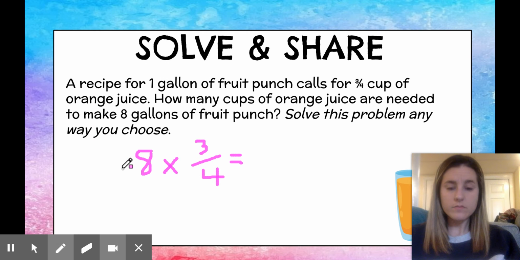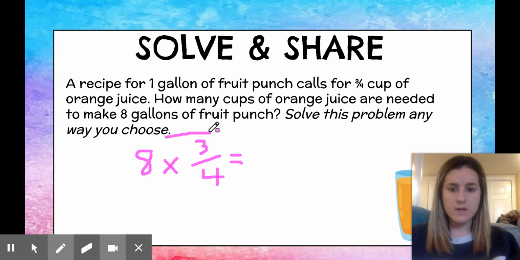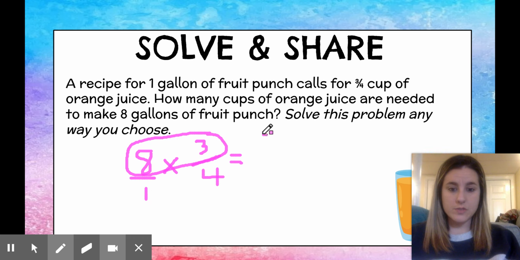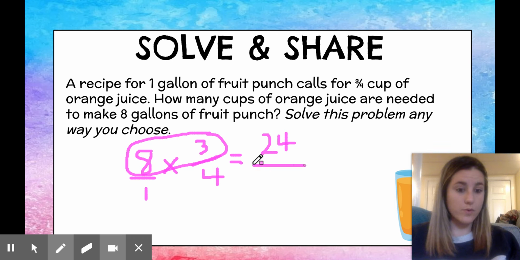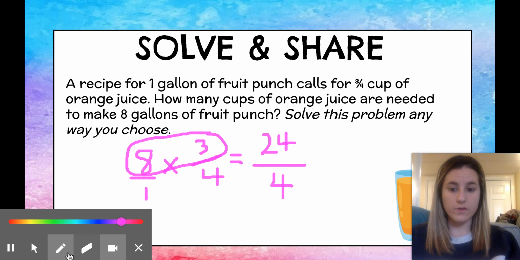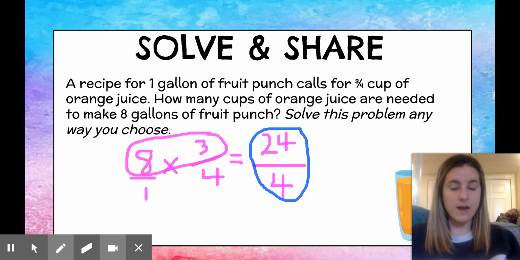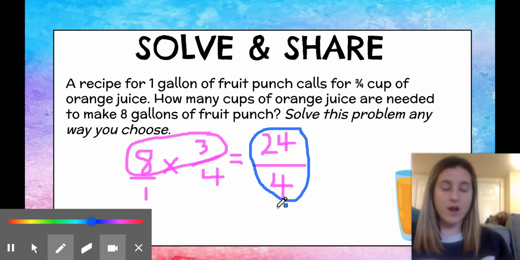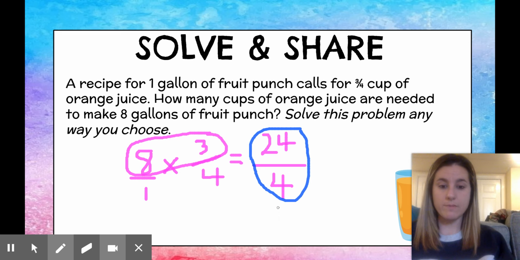And remember, we only multiply the numerator. And again, I can write this as 8/1 if I want to have it as a fraction. So 8 times 3 equals 24. And remember, we do not change the denominator, so it would be 24/4. But there's something about this that I have to change. It is an improper fraction, so now I have to change it into a mixed number.